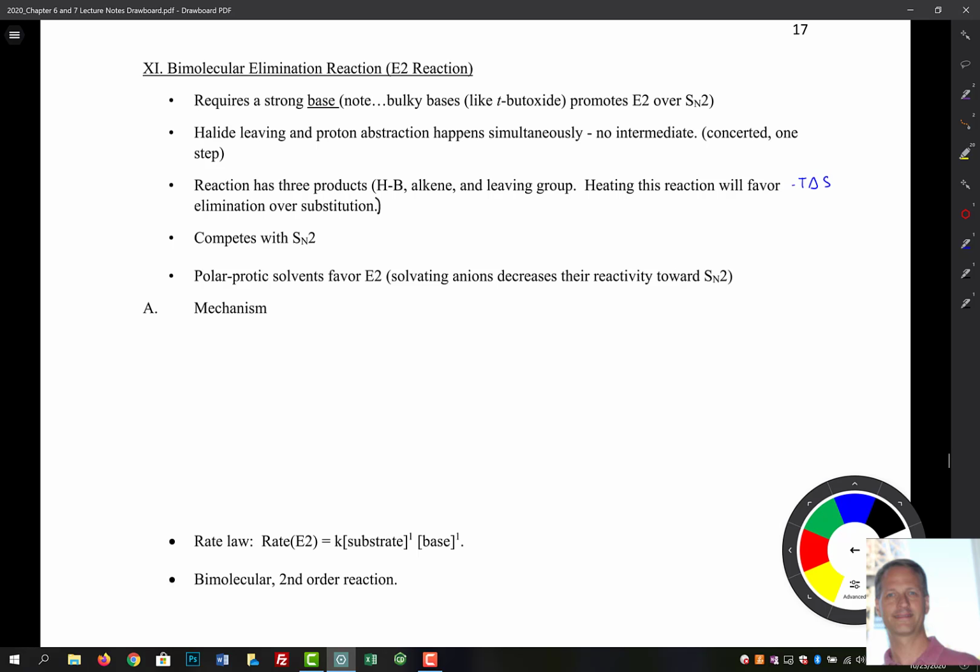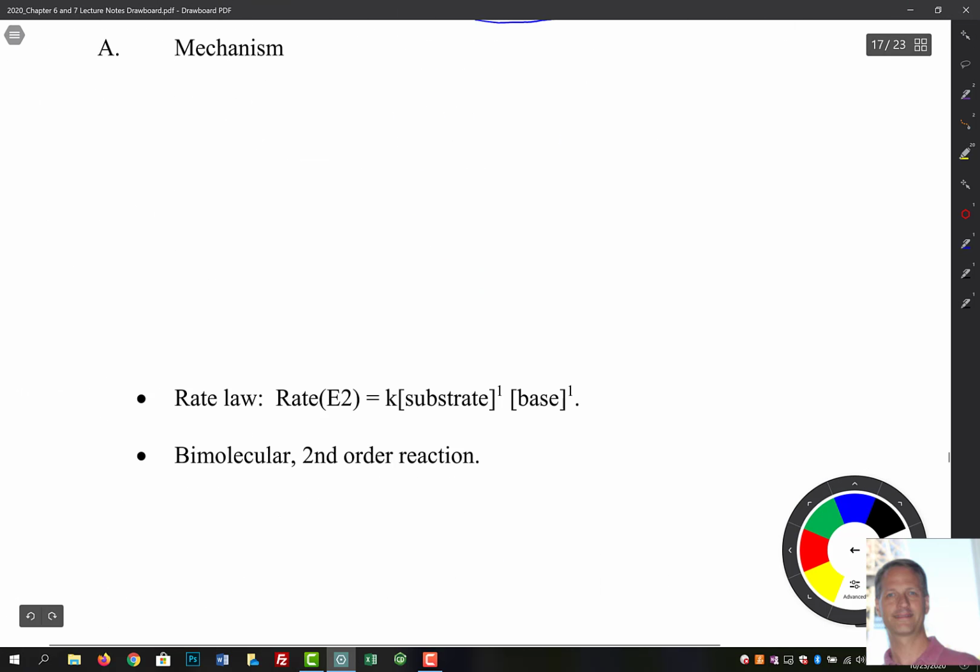We can also favor E2 over SN2 if we use a polar protic solvent, since solvating those anions decreases their reactivity towards SN2. So let's look at the mechanism. We start with a carbon with 3 H atoms on it. Then we come over to a second carbon and put a leaving group on it. We'll throw an H here, and then put an R right here for now.